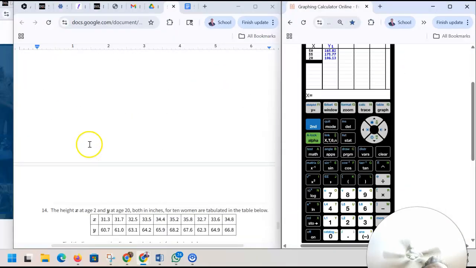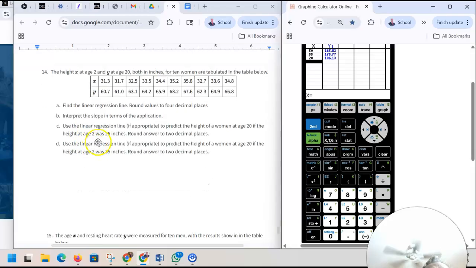Let's do another one, and this is the same thing. This is about height at age 2 and y at age 20. These are both heights, but the first row is when the child is 2 years, the second one when the child is 20 years. Is there a linear regression? So the same thing you do like this. Well, let's see if I have time, I will do it.